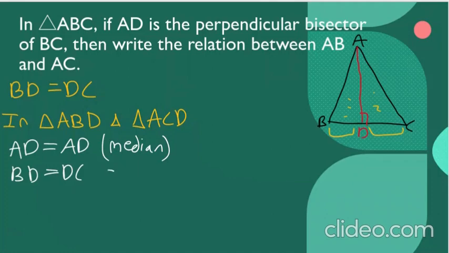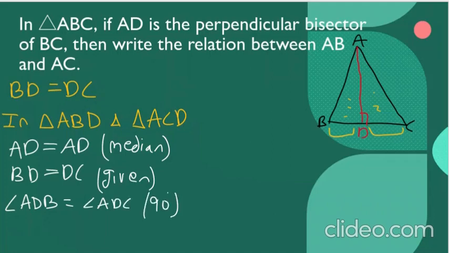Now BD equals DC. We solved here, it is given to us. We already solved here how it is provided. BD and DC, they both are equal. And next, angles. Which angles are equal? Angle ADB is equal to angle ADC. Why are they equal? Because both of them are 90 degrees, right? See here, this is 90, this is 90, both of them are 90.